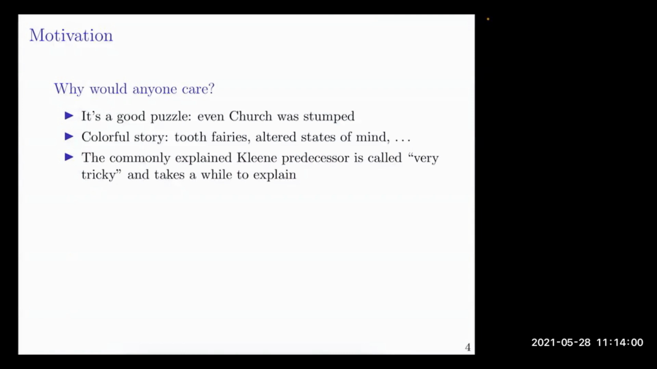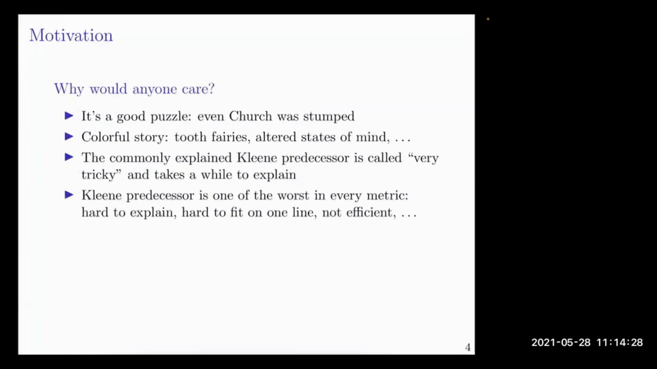It also adds to the challenge that, for example in Types and Programming Languages, when they explain the Kleene predecessor, it's called very tricky. It's invariably called very tricky on many websites, and it takes a while to explain. In fact, it takes half a page in that book, which is a very large format book. What's more interesting is that the Kleene predecessor is actually one of the worst predecessors in every metric. It's hard to explain, it's hard to fit on one line, it's not very efficient. Whichever metric you choose, it is one of the worst.